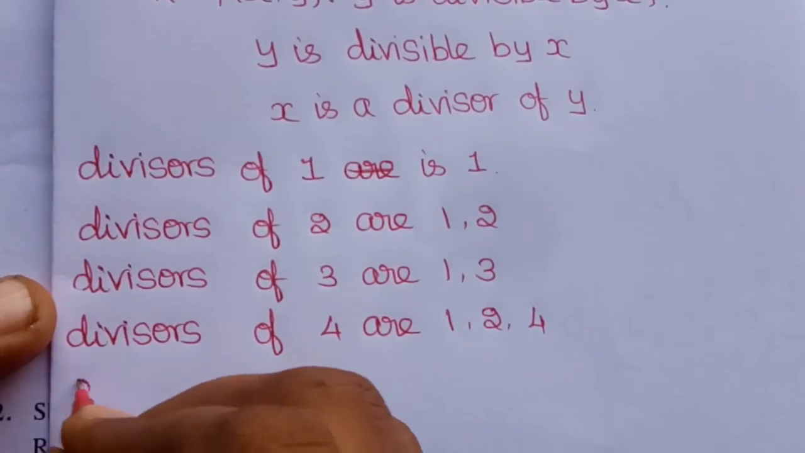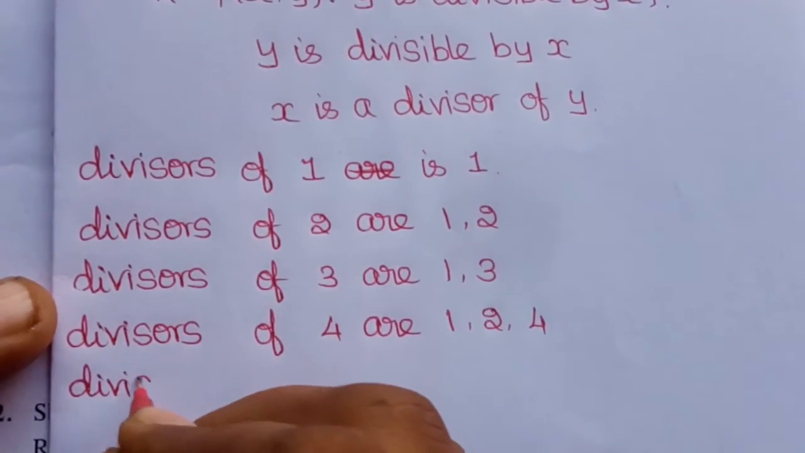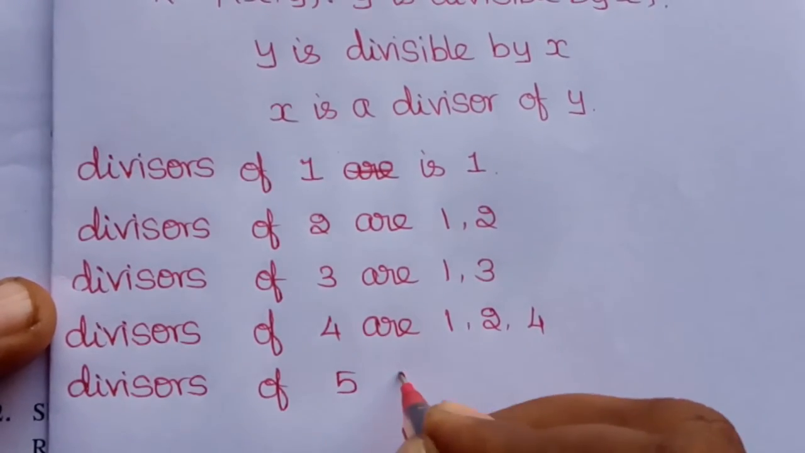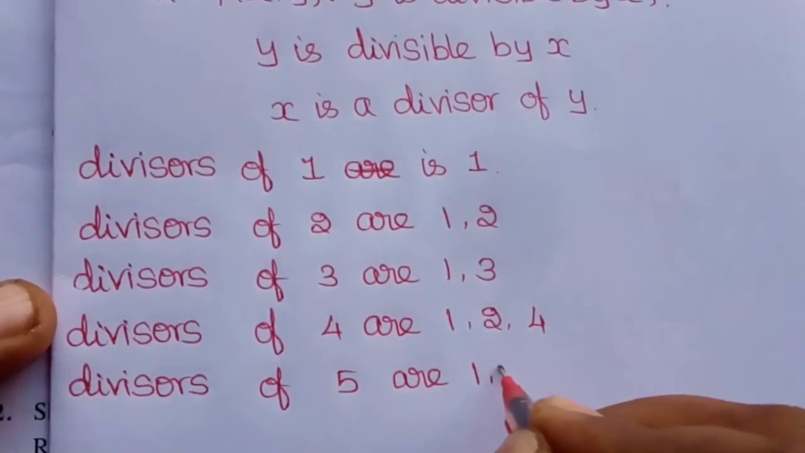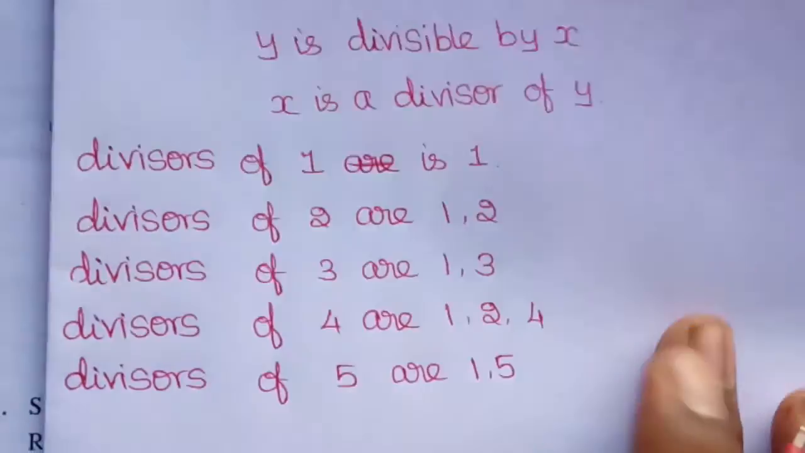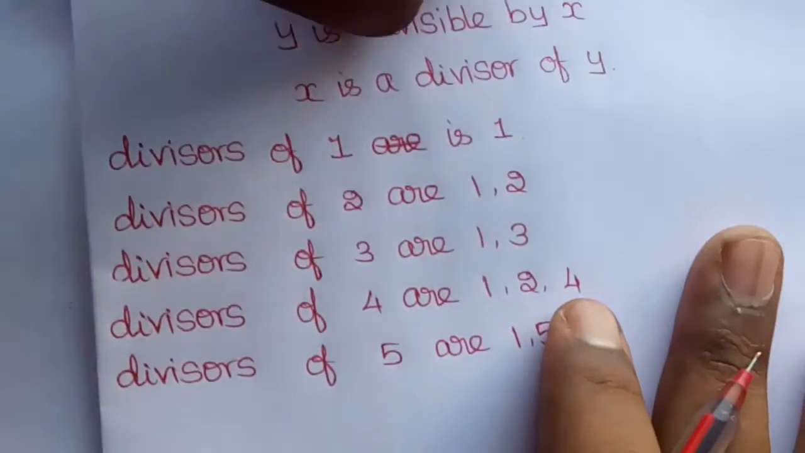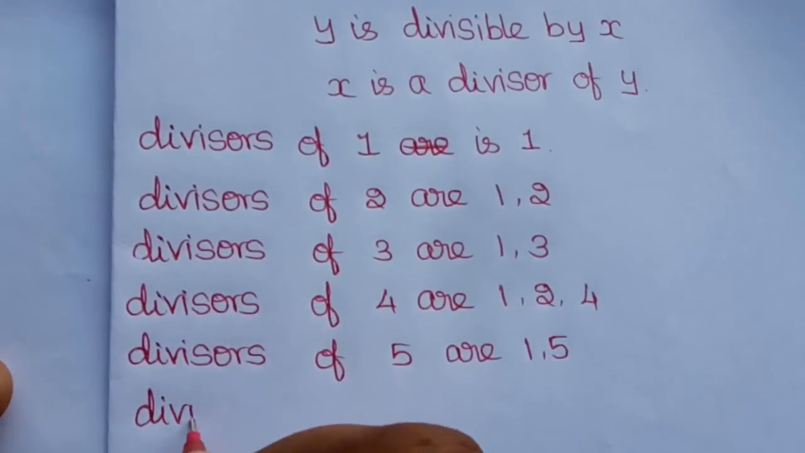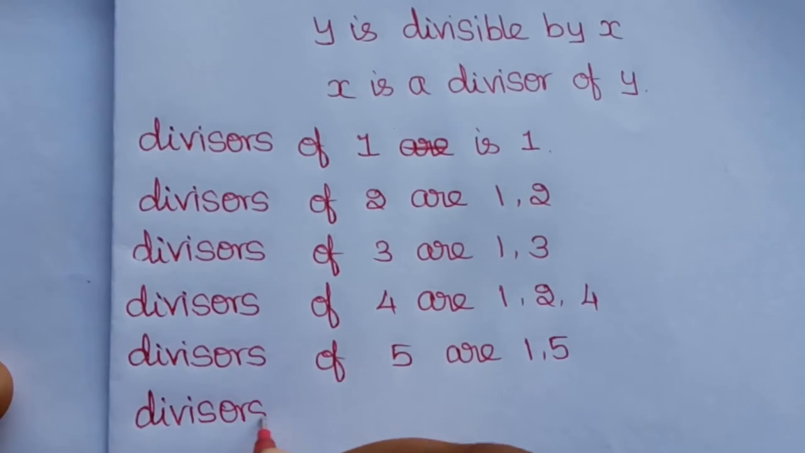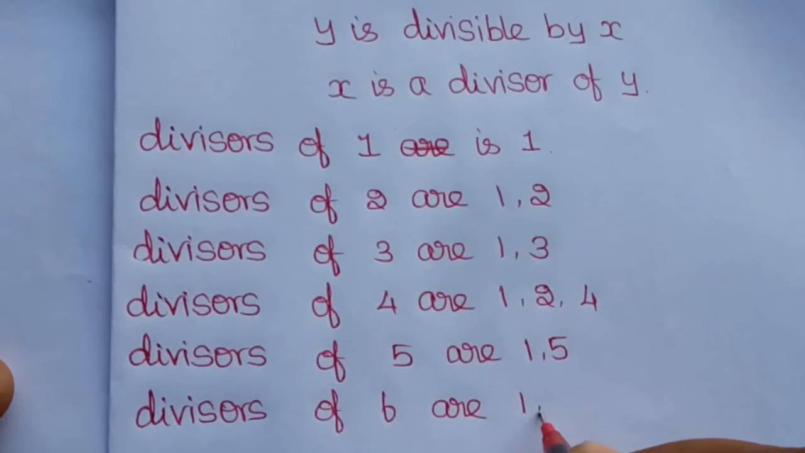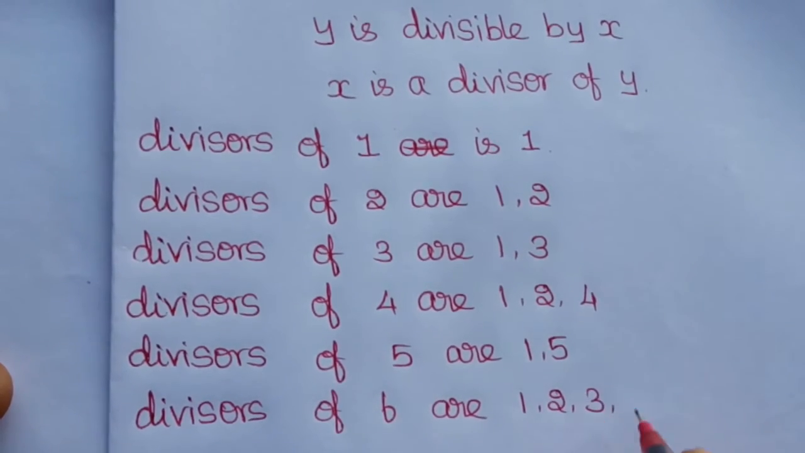The next, divisors of 5 are 1 and 5. Next one, divisors of 6. What are the divisors of 6? Divisors of 6 are 1, 2, 3, 6. So these are the divisors.